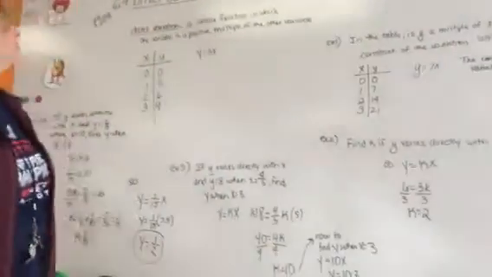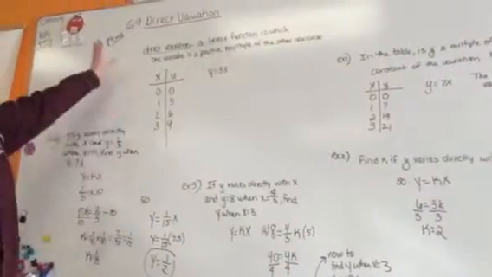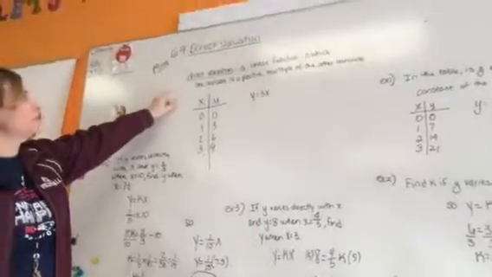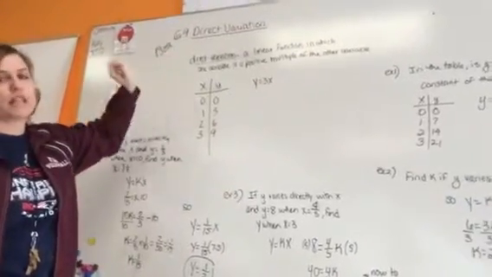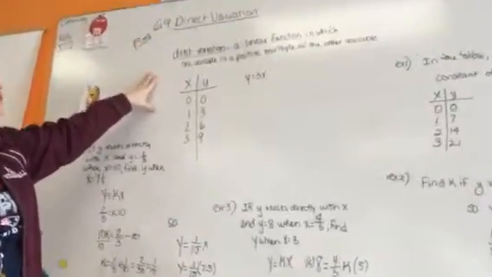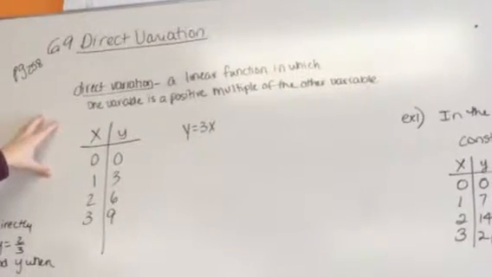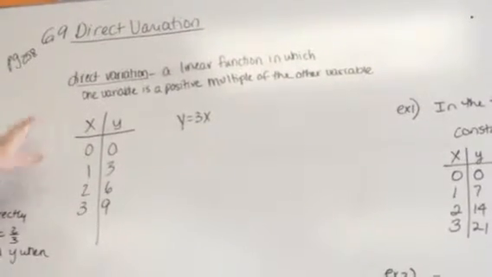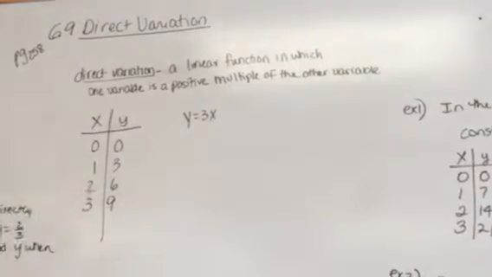Guys, today we're going to be doing direct variation. It's on page 258, and what direct variation means is it's a linear, that's line, function. You know what a function is. So a linear function in which one variable is a positive multiple of the other variable. So there's a relation between the two.